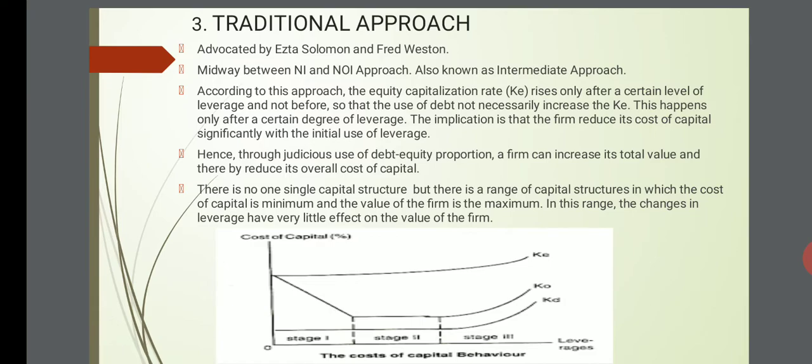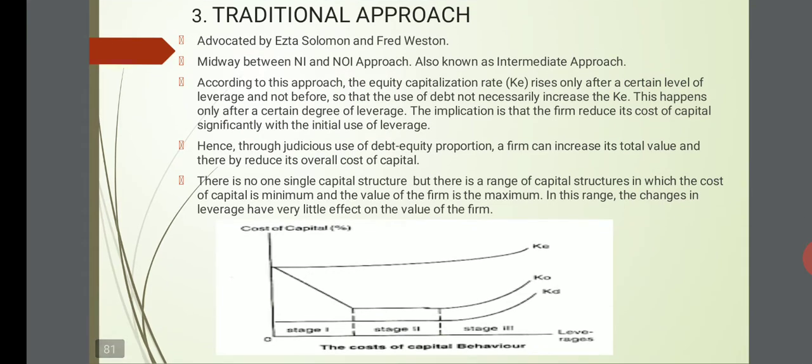Third one is traditional approach. It was advocated by H.R. Solomon and Fred Weston. Midway between NI and NOI approach, also known as intermediate approach. According to this approach, the equity capitalization rate rises only after a certain level of leverage and not before. So, the use of debt not necessarily increase the KE. This happens only after a certain degree of leverage.